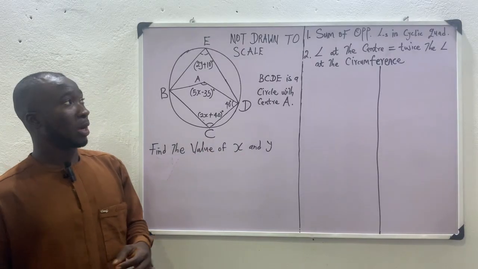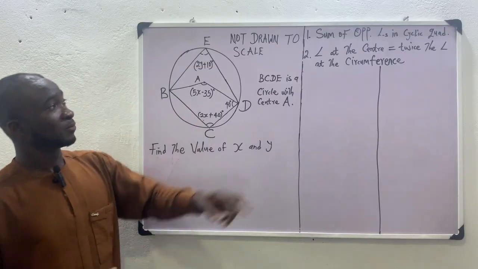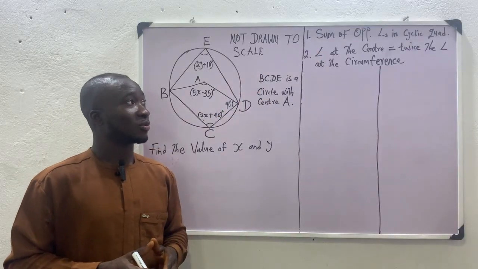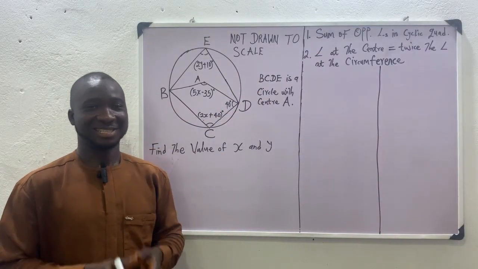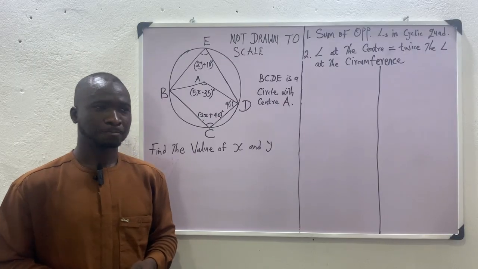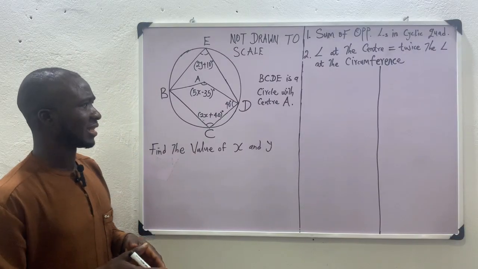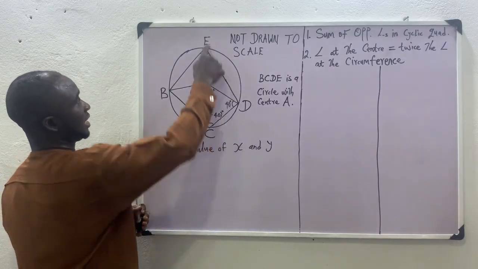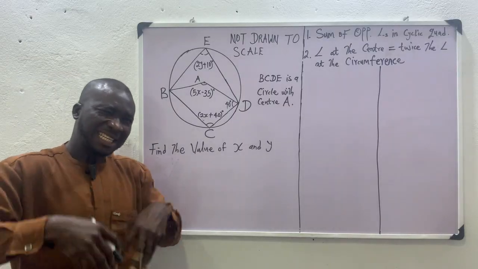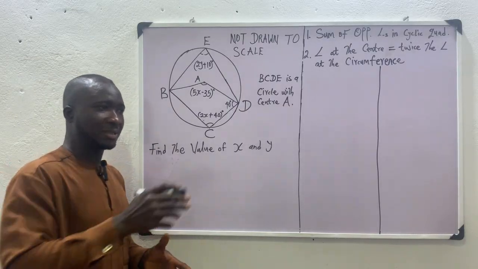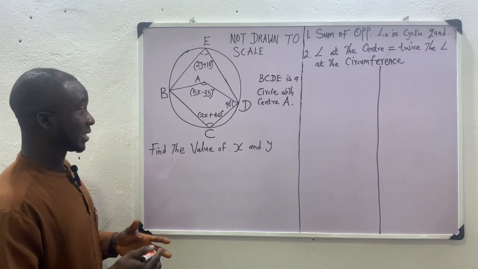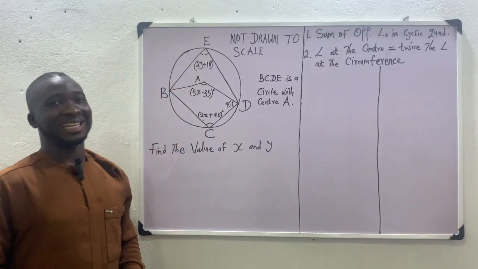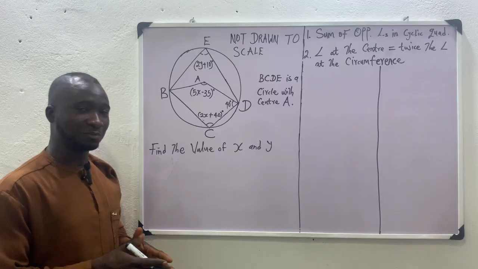So here, we are going to make use of two relationships. The first relationship states that the sum of opposite angles in a cyclic quadrilateral is 180 degrees. In other words, if I have a quadrilateral that is inscribed in a circle, such as quadrilateral BCDE, in such a way that the vertices of the quadrilateral touch the circumference of the circle, and I sum two opposite angles within the quadrilateral, I will get 180 degrees.